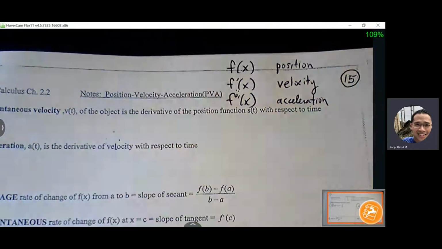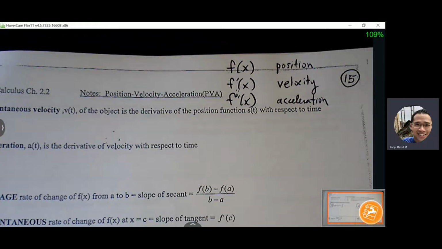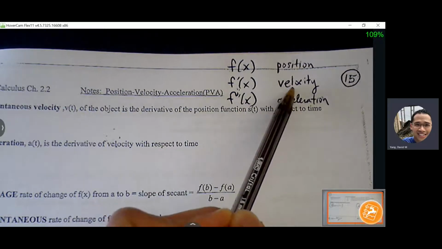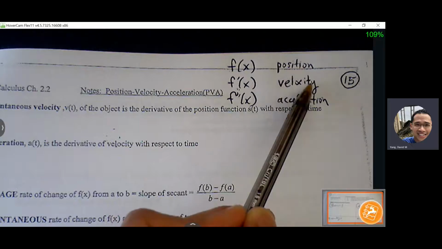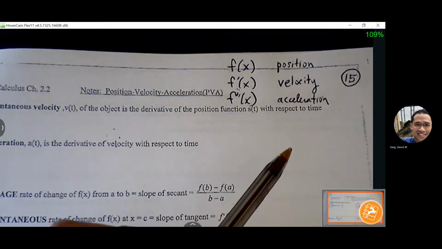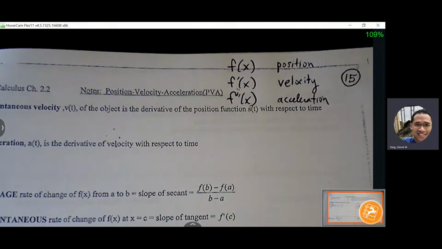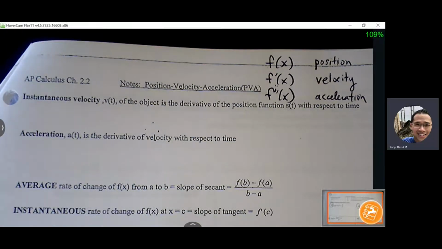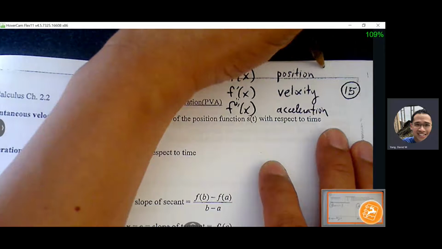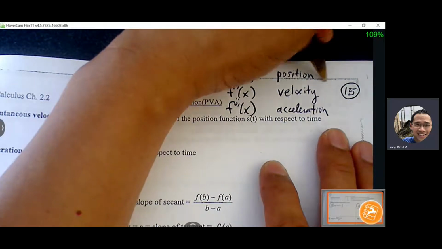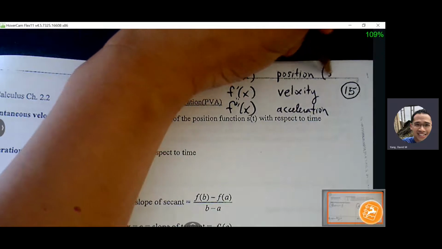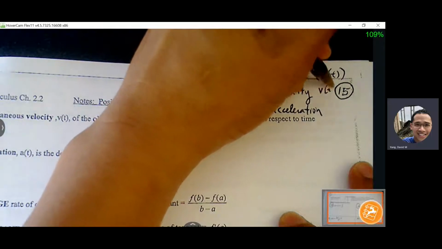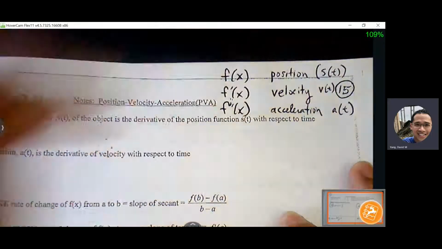Nice thing about acceleration is that it is a concrete way of visualizing what the second derivative does. Acceleration is the rate of change of velocity, but it's also the rate of change of position. Okay. So we have specific notations though for position, velocity, and acceleration. Typically position, you may see P of t or H of t or S of t. For velocity, we typically use V of t, and for acceleration, we typically use A of t.